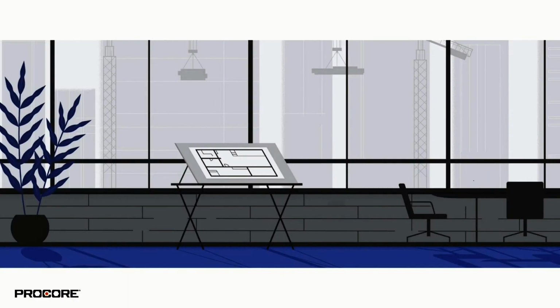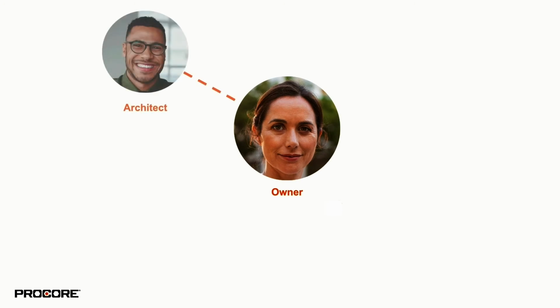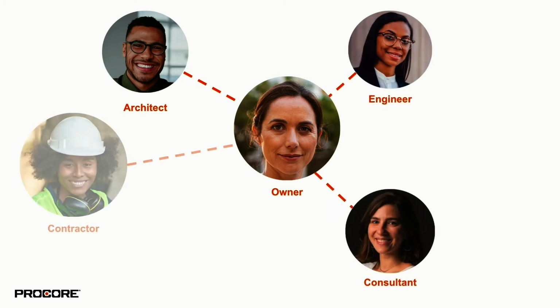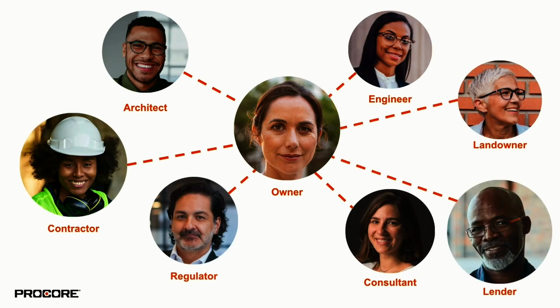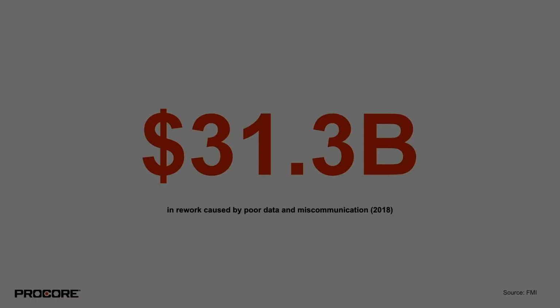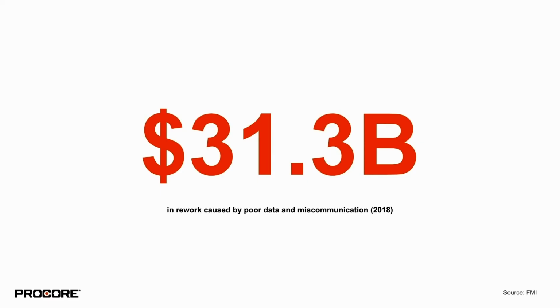So now you've got a plan and the team is running with it. Because you own the project, you're going to be issuing a lot of directives to different stakeholders like designers, engineers, consultants, contractors, and more. With poor data and miscommunication causing $31.3 billion in rework in 2018 alone, the risk is simply too high to keep these important communications buried in emails.